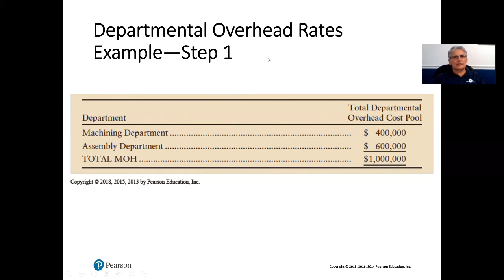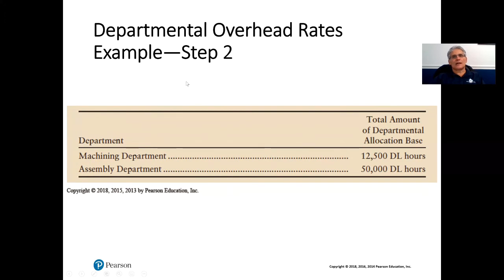Okay, so step 1, we're going to come up with our total department overhead costs, and they refer to them as cost pools. Conceptually, we're going to have a different pool for every department, and costs are going to be put in this pool. I don't know if you want to think of it as a swimming pool or whatever it may be, but we're just putting everything together in different areas. So machining department has 400,000. We saw that in the previous slide. And assembly department has 600,000. The total is 1 million, which we used in the plant-wide MOH, but we're breaking it down between the 2.